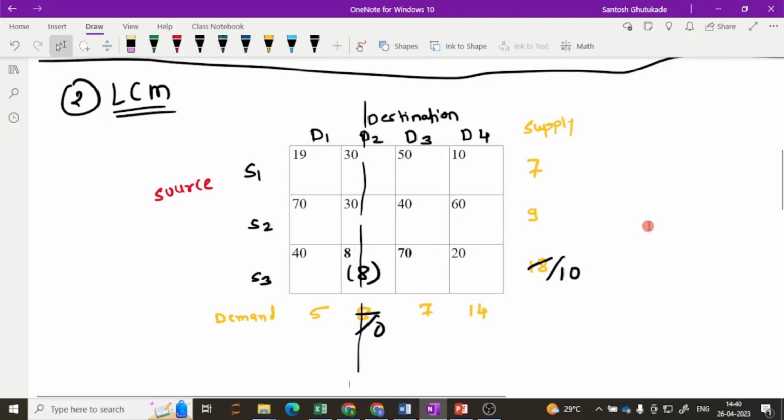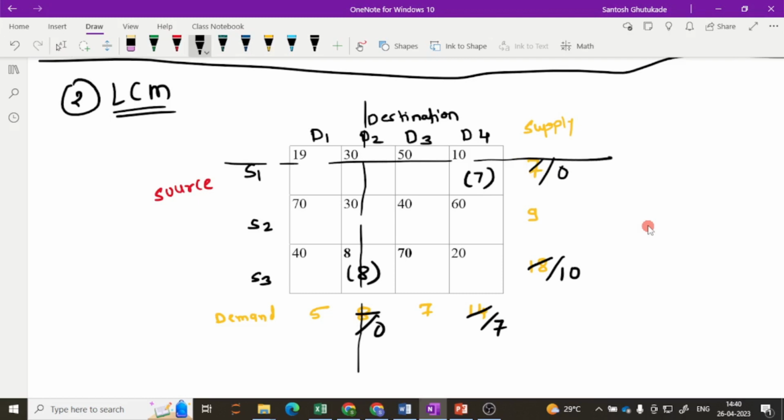Here we will give the allocation where supply is 7 and demand is 14. We will give the 7 here. So 7 of the demand is fulfilled, 7 is remaining, and the total supply of 7 is used. Now this row becomes 0, so we will cross this row. Now from the remaining values, we will check the minimum value. The next minimum values are here: 20, 60, 40, 70.